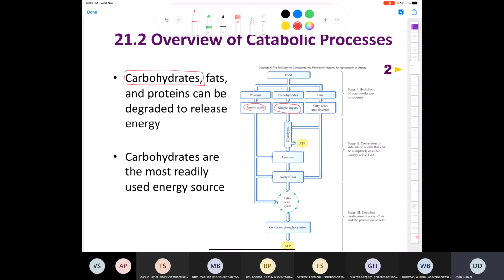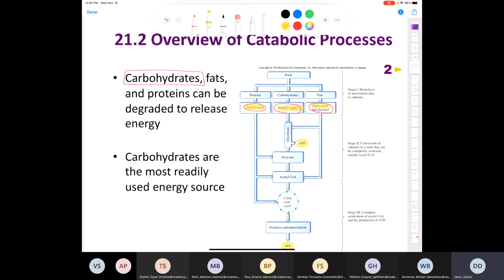And then what about fats? Fats are triglycerides, for example. They're delicious in ice cream, but they're really big molecules. We have to break those down into fatty acids and glycerol. So now we've got some major players here. We've got sugars, amino acids, fatty acids, and glycerol as well.